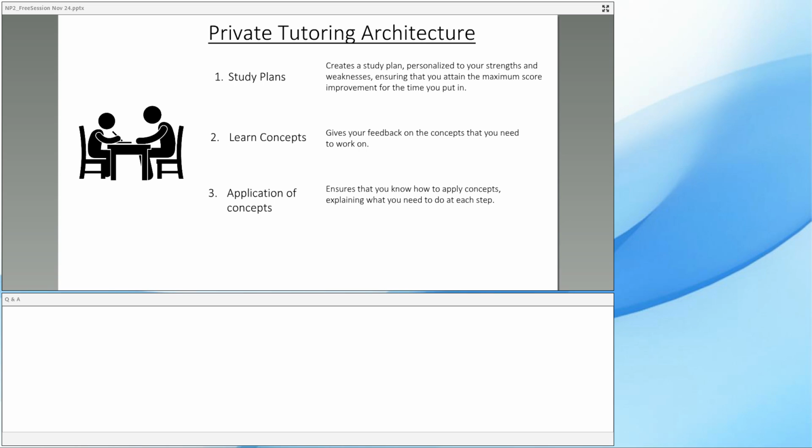Similarly, application is one area where private tutors help the most. They'll teach you how to apply the concepts. They'll look at where you're faltering, at what aspect of application you're faltering, and give you that feedback that is personalized to you. And then they'll constantly evaluate whether you've learned enough so that you can move from one topic to the other or not.